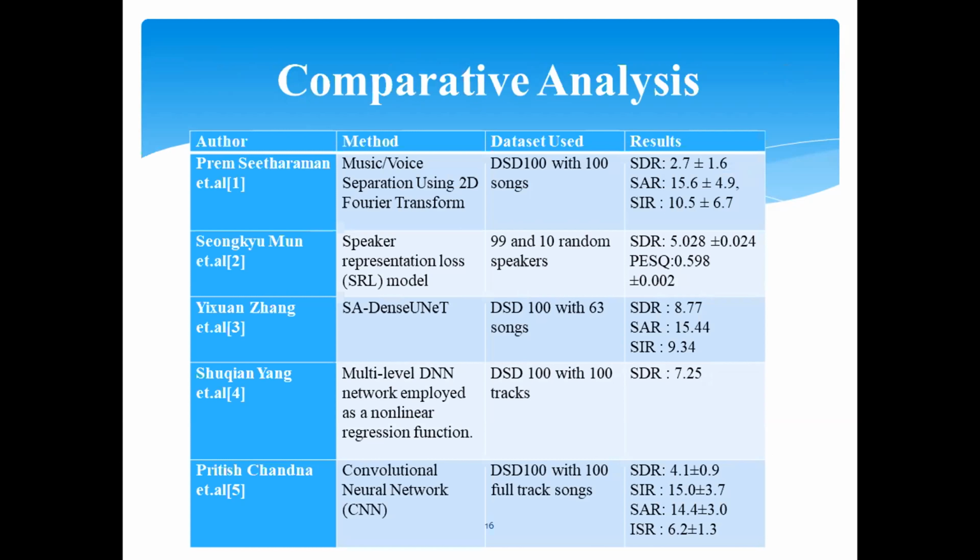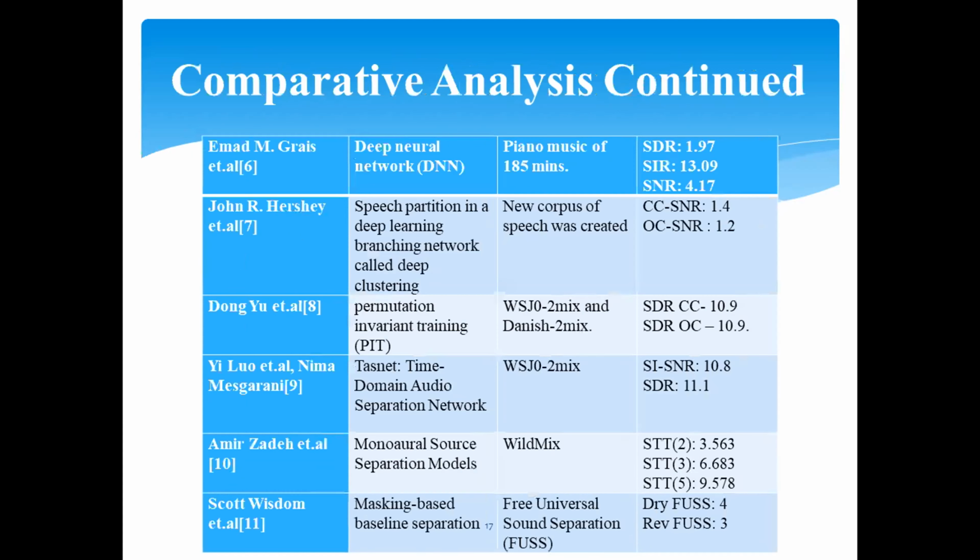The first one is the 2D Fourier transform, the data set used and the result obtained in that. The speaker representation loss method, the data set obtained and the results in that. The SD dense unit method, the multi-level DNN method, the CNN method. The fifth one is the method which we have used, the convolution neural network method.